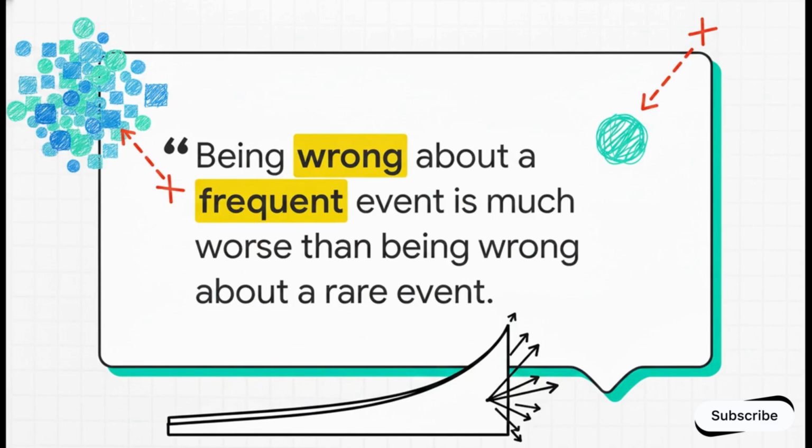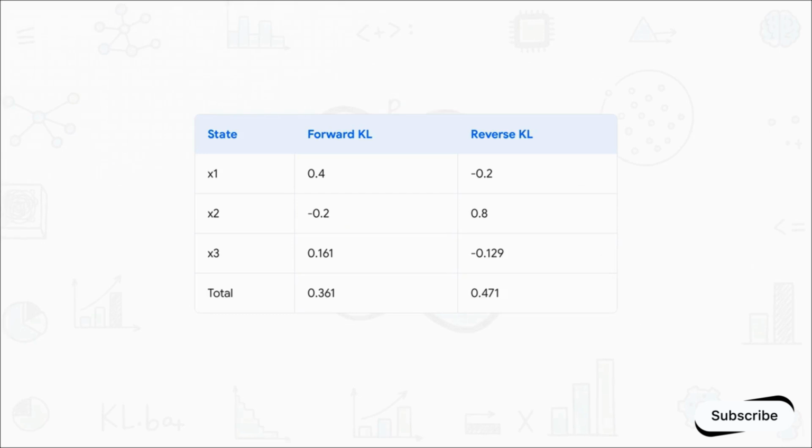Being wrong about a frequent event is much, much worse than being wrong about a rare event. KL divergence heavily penalizes you when reality expects something to happen often, but your model completely failed to predict it. Because of this, the penalty depends entirely on whose perspective you are measuring from. KL divergence is asymmetric. We can prove this asymmetry definitively with some hard numbers.